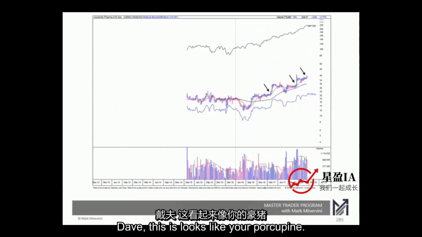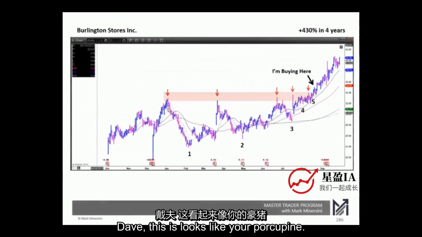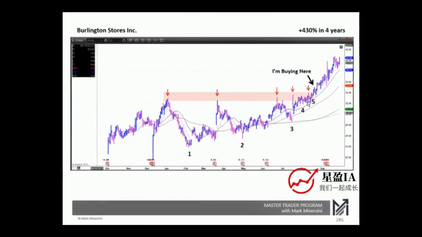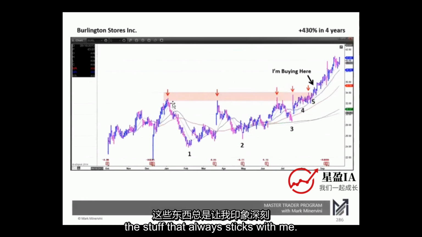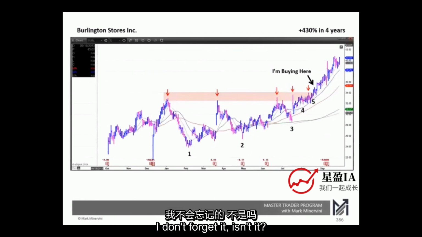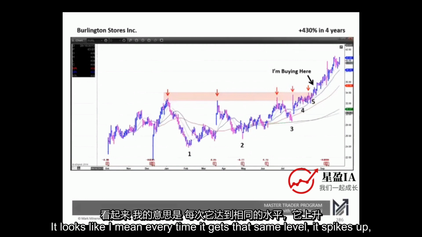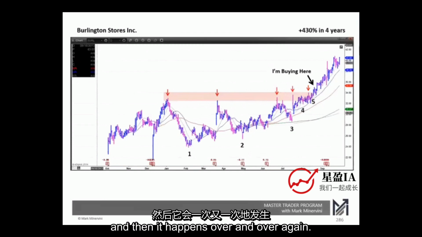Dave, as far as again here, this is a good one. It looks like your porcupine. Dave has a tendency to come up with metaphors that stick for whatever reason. You come up with stuff that always sticks with me. I don't forget it. It's very visual.